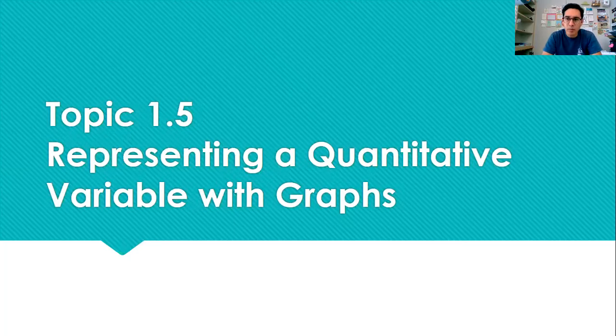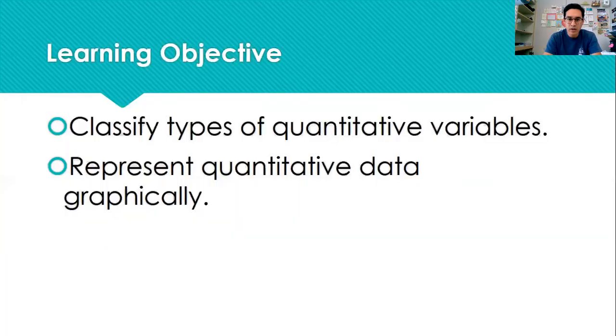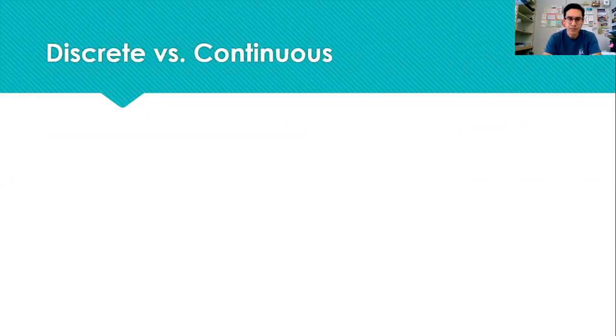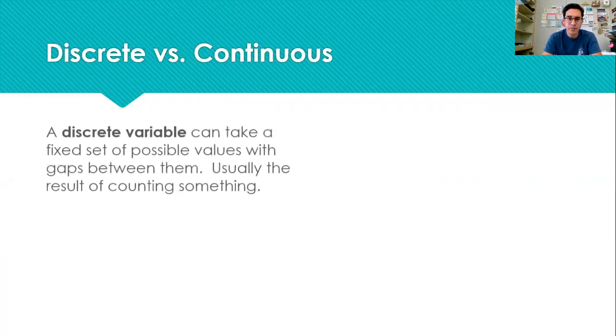This is topic 1.5, representing a quantitative variable with graphs. Before we start talking about the graphs, we want to first talk about the different types of quantitative variables. There's two different types that we're going to discuss, and then we'll go over 4 different graphs for quantitative data. The two types of quantitative variables we have are discrete and continuous.